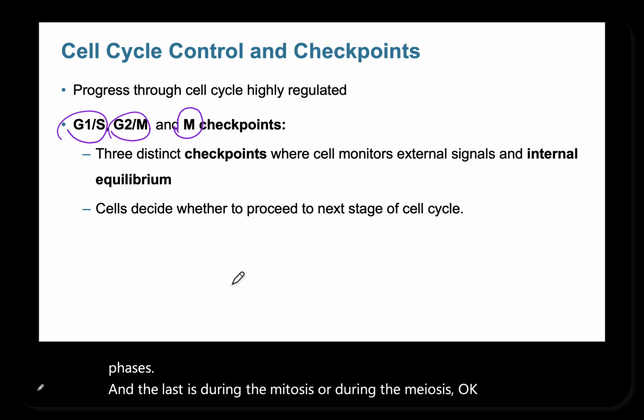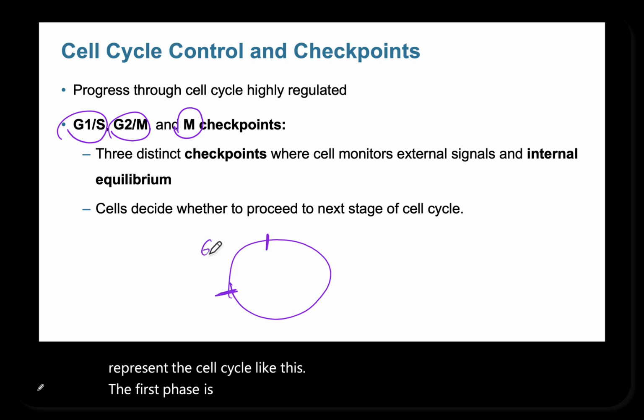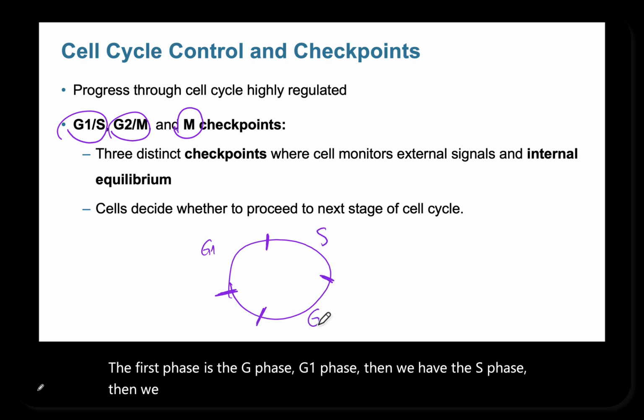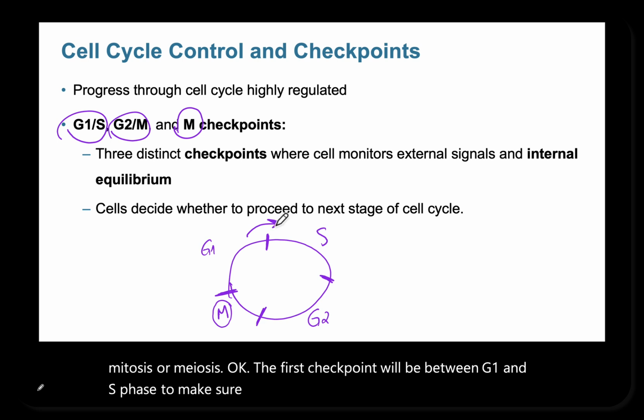Okay, so if we represent the cell cycle like this, the first phase is the G1 phase, then we have the S phase, then we have the G2 phase and the M phase. M phase here can be mitosis or meiosis, okay? The first checkpoint will be between G1 and S phase to make sure that the cell has a normal internal environment.